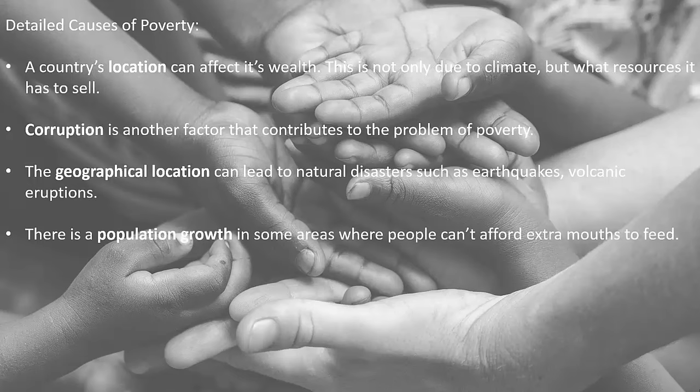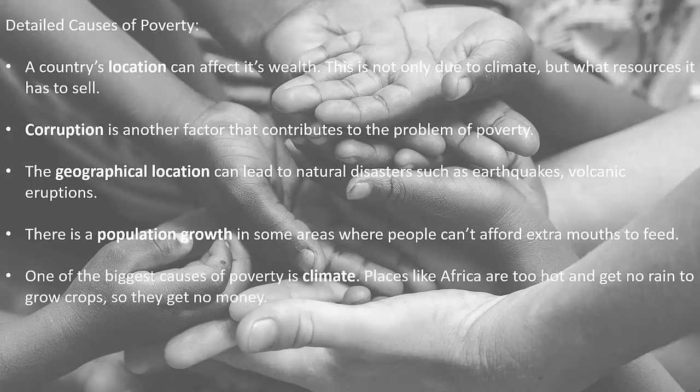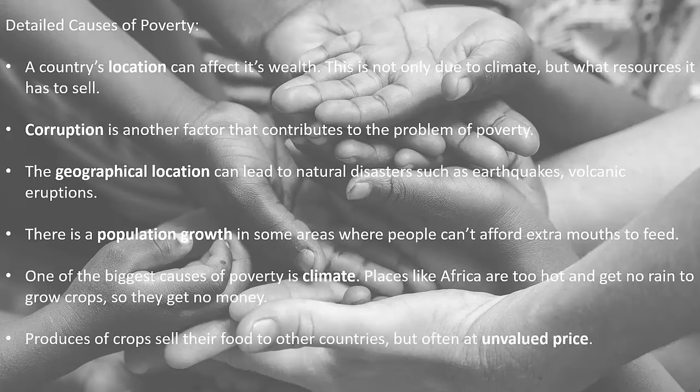There is a population growth in some areas where people can't afford extra mouths to feed. One of the biggest causes of poverty is climate. Places like Africa are too hot and get no rain to grow crops, so they get no money. Producers of crops sell their food to other countries, but often at an undervalued price.